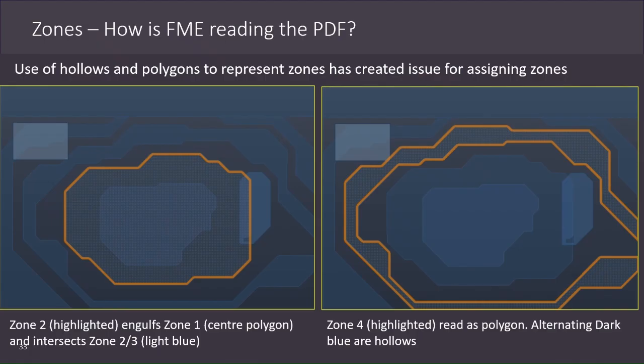So with trying to create the zones, the use of the hollows has created an issue for us where I can't actually extract them as is. For example, you can see on the left, zone 2 is highlighted, but you can see zone 1 in here. We need the donut of that, so that's not quite reading properly. And then over on the right, zone 4 is highlighted, but zone 3, zone 5, zone 7, these are all hollows, so I can't actually extract those as is. So we need to find a way to get those out so we can relate them onto the stations properly.